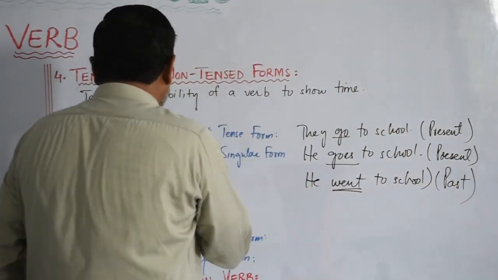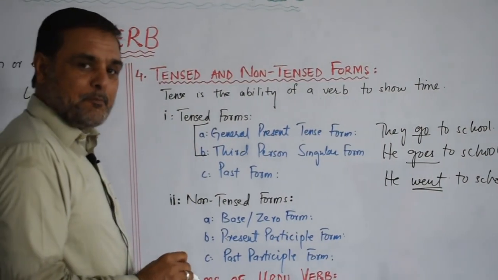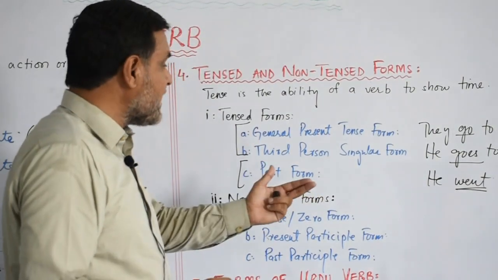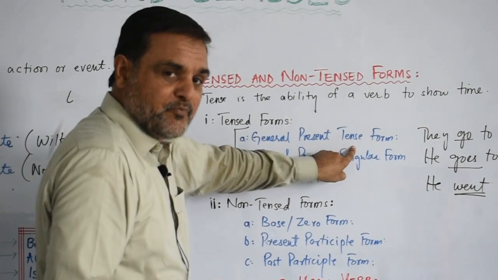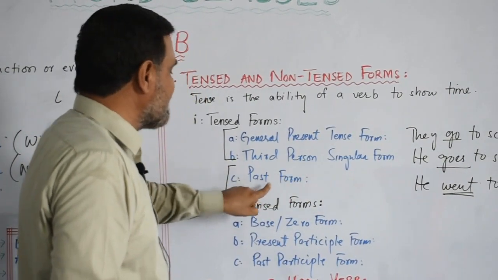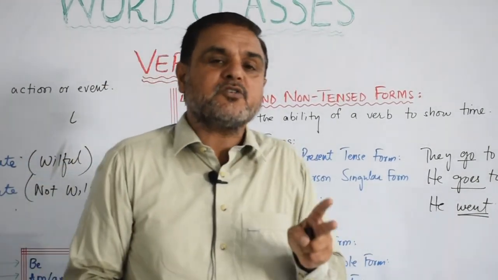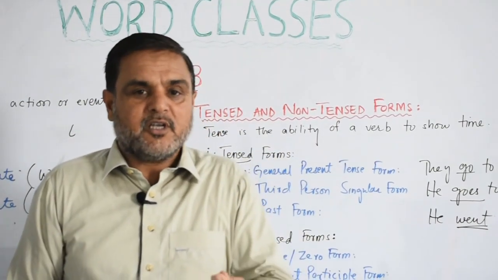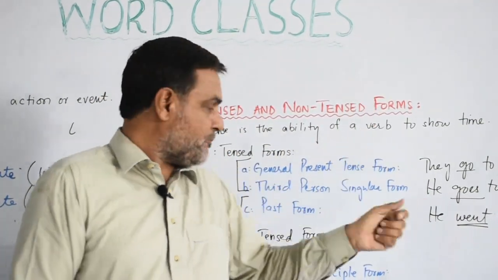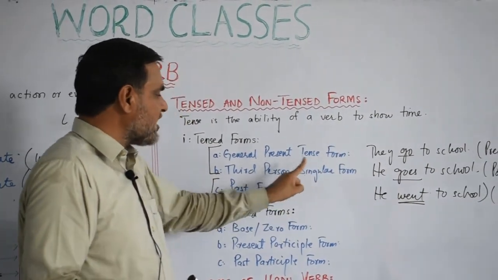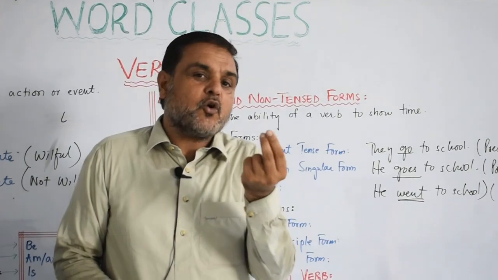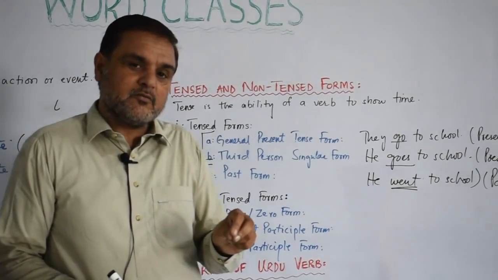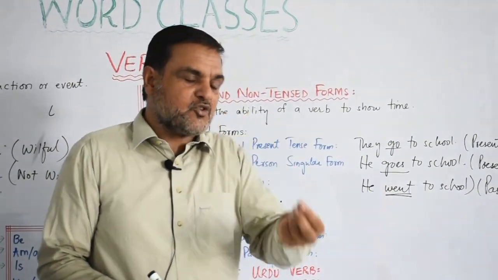See, the first two describe present time, and the last one describes the past time. That's why we call general present tense form, third person singular form and past form tensed verbs, because they represent times. They show times, and there are two times that they show. The first two, general present tense form and the third person singular form, show present time. Whenever they are used, they show present time, and this one shows past time. So this is something that you need to keep in mind.